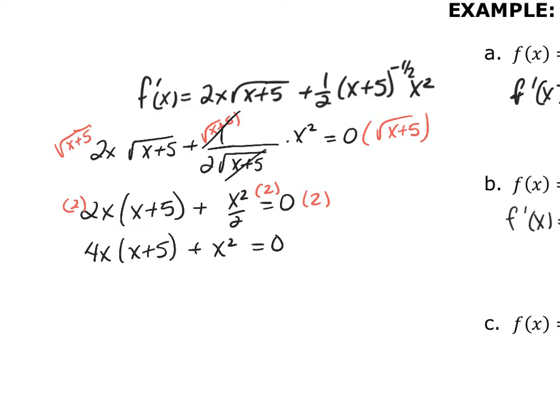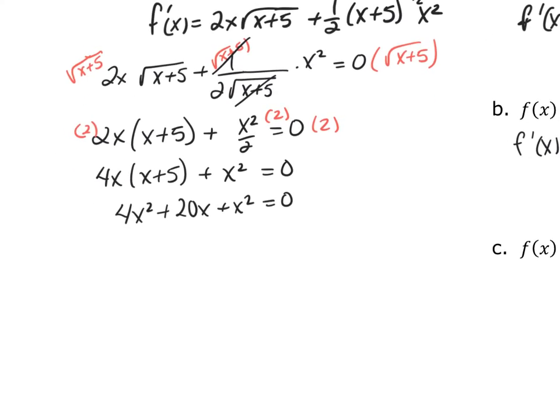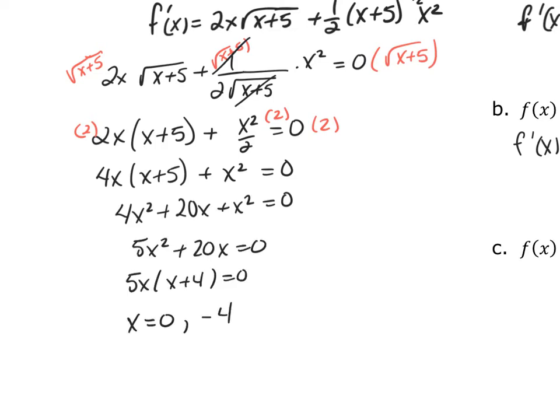Now I'm going to go ahead and distribute that 4x through, and so I'm going to get 4x squared plus 20x plus x squared is equal to 0. I'm going to go ahead and rearrange it and factor. I'm going to add my x squareds, so I end up with 5x squared plus 20x is equal to 0. Factoring out a 5x, I get x plus 4 is equal to 0. And so my two critical points are when x is equal to 0 and when x is equal to negative 4.